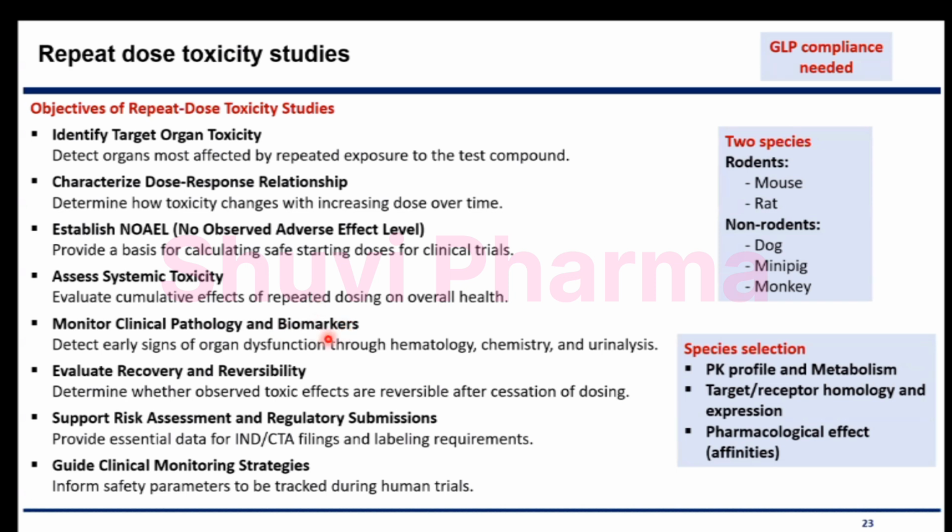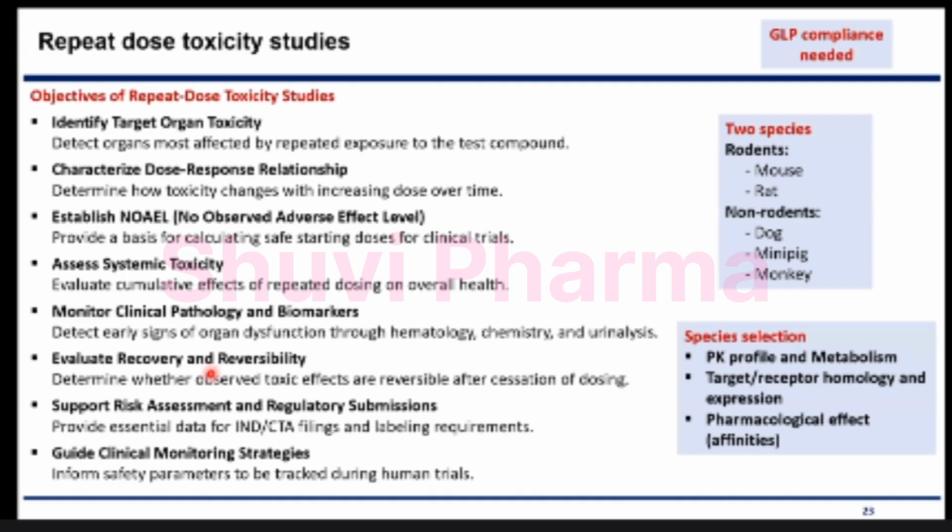Like you see some toxicity, but is there a way to predict that toxicity? Or is there a way to monitor that toxicity? And that's where biomarkers are very helpful. Evaluate reversibility, recovery. Okay, there is a toxicity, but if you stop the drug treatment, is it going to be reversible or is it a permanent one? That's an important aspect. Regulatory submission and clinical monitoring strategies that I talked about.